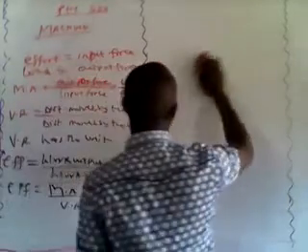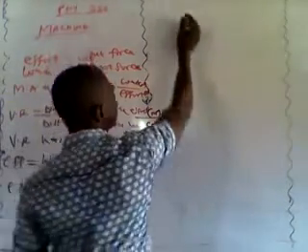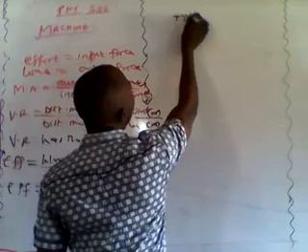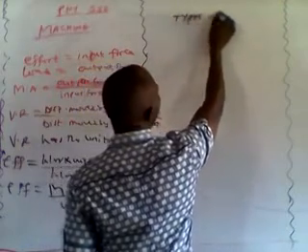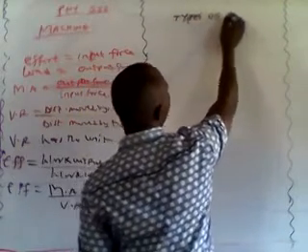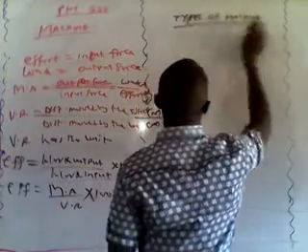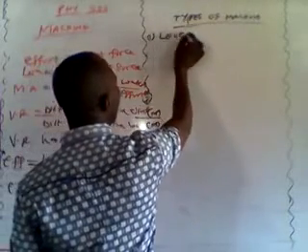Now we move on to types of machine. So what are the types of machine? We have various types of machine. Depending on what we are trying to use them for, we have different types. So the first one we have here is the lever.